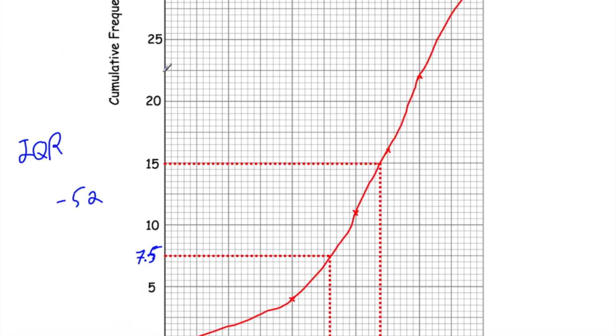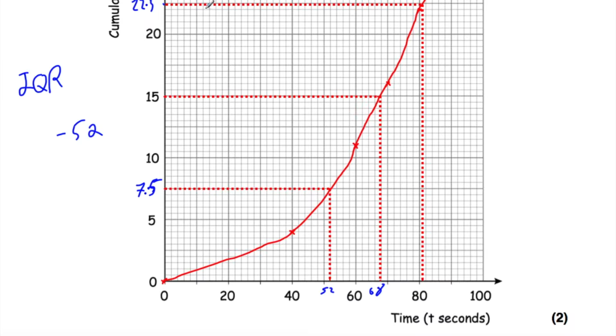So 22.5 would be here, so that's 22.5. So we're going to go across and down and get that value. Okay, so whenever I went from 22.5 across and down, I've got to here, and that's in between 80 and 82, so that's 81. So that means to find the interquartile range, we're going to do 81, take away 52, and that's equal to 29. So that means our estimate for the interquartile range is 29 for the primary school students.